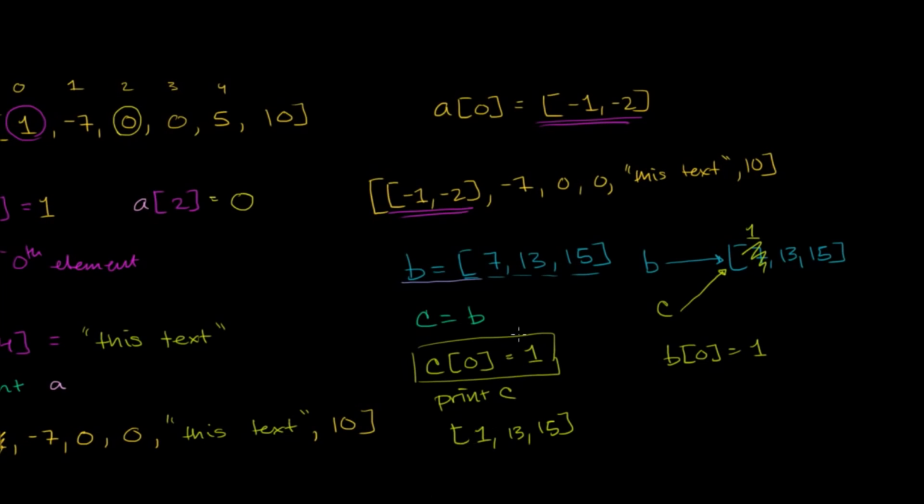So you might say, well, OK, I understand that. If I set a variable equal to another variable that refers to a list, they're actually referring to the same list. And if I change one of the items in the list that this is referring to, it's actually changing what this is referring to.